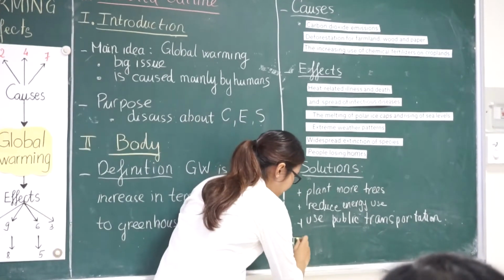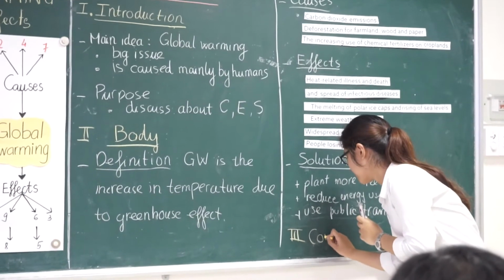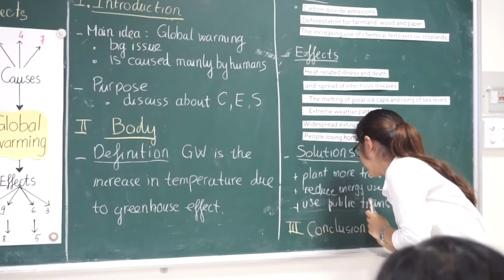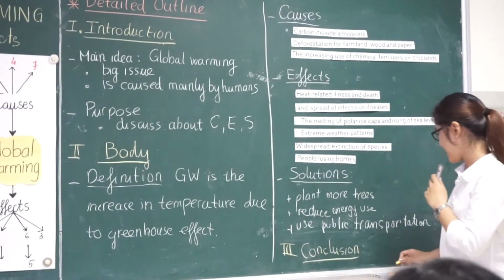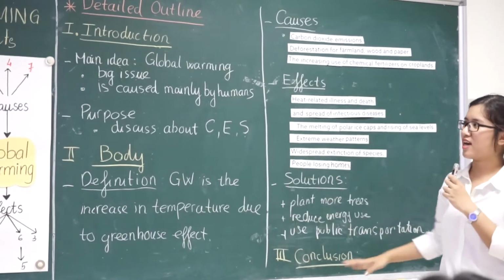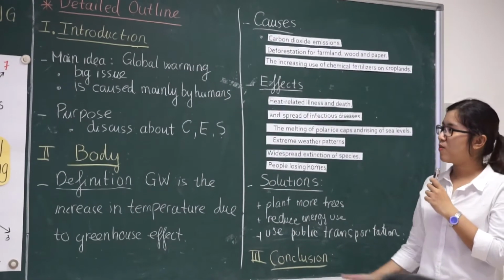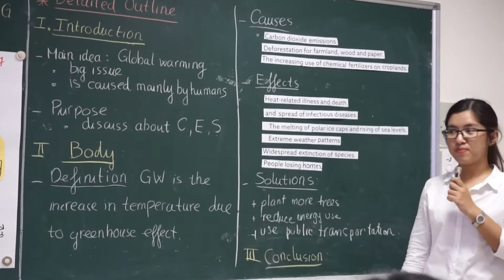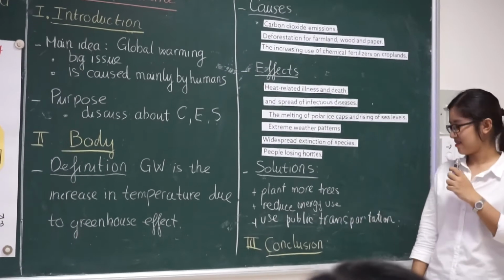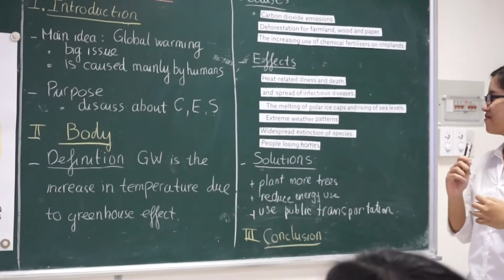And we will move to the very last part. Very easy in the conclusion. We just summarize everything that we have right here. For example, global warming is a really big issue, but we do have some solutions to deal with it, something like that. Okay, all clear? Yes, thank you.